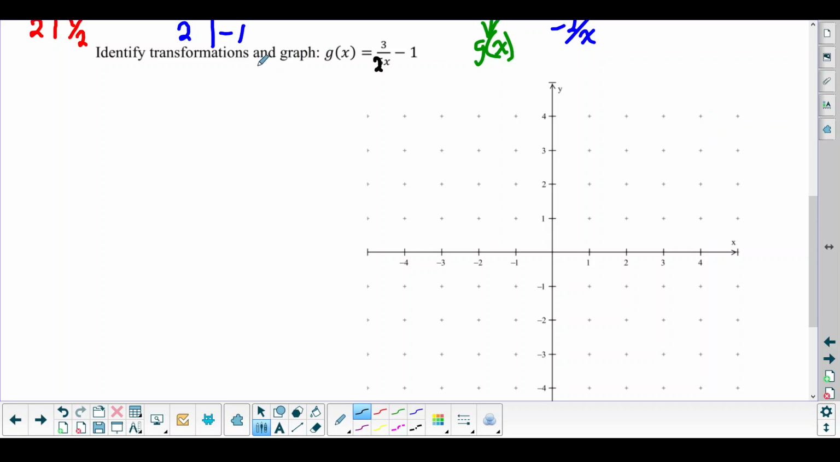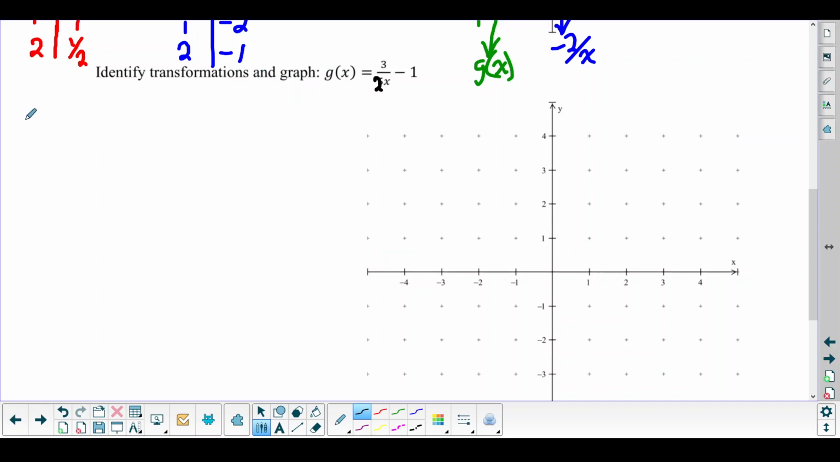Okay, so let's identify all our transformations first. So we have a number on the top. Remember, the number on the top is our vertical. So this is a vertical stretch by 3. So that'd be the same as our y's times 3.